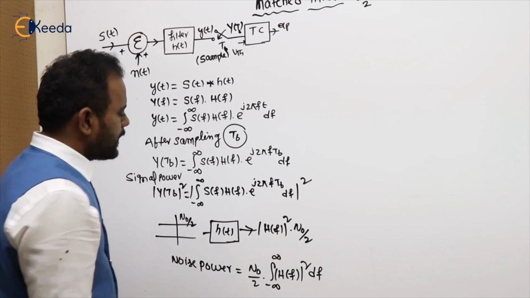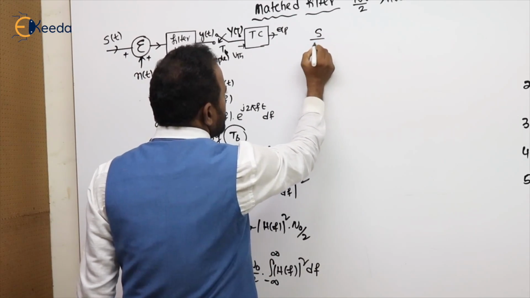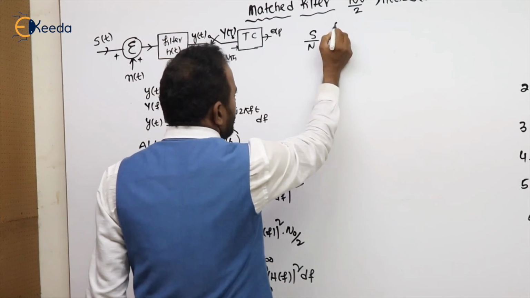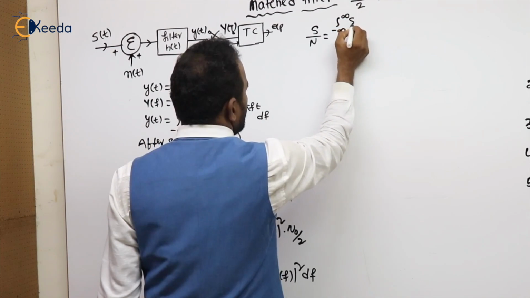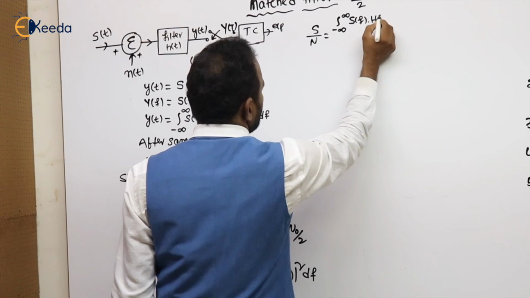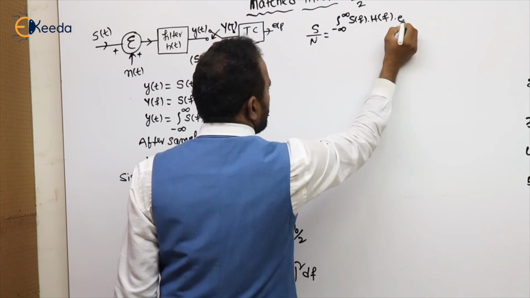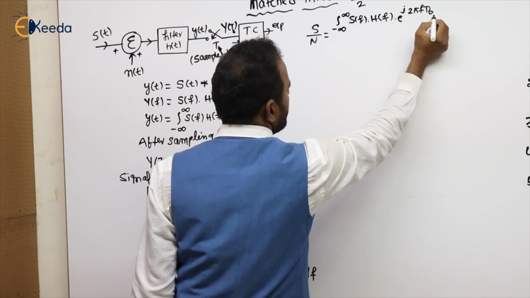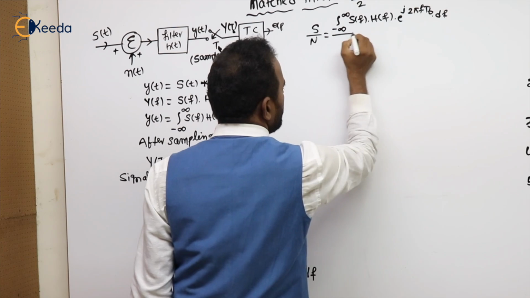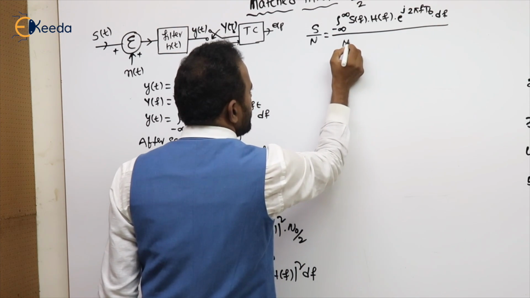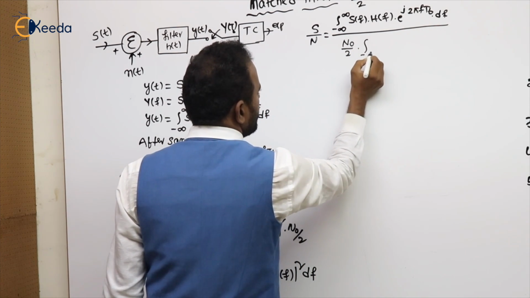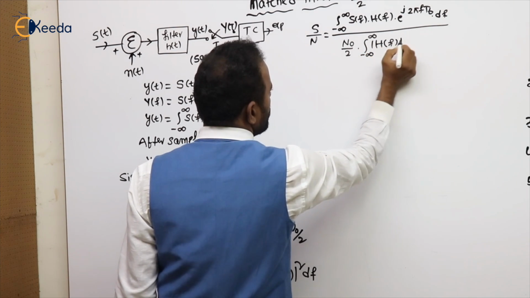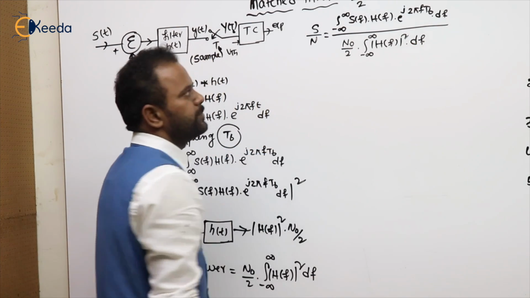Clear? Let me take the signal to noise ratio. Signal to noise power equal to, what is the signal power? Integral minus infinity to plus infinity S of f into H of f into e power j 2 pi f TB df, whole square, divided by, what is the noise power, sir? Noise power is N0 by 2 integral minus infinity to plus infinity mod H of f whole square df, sir.